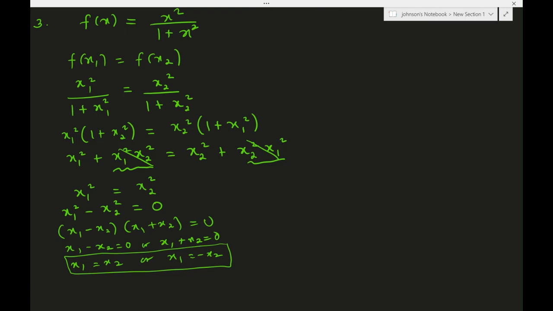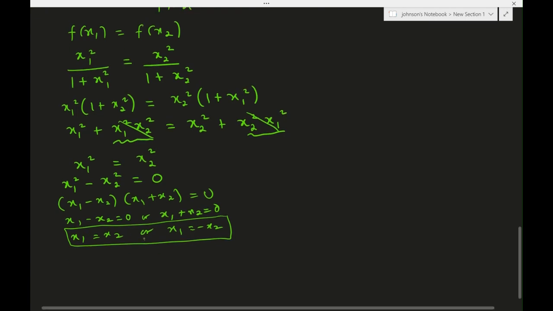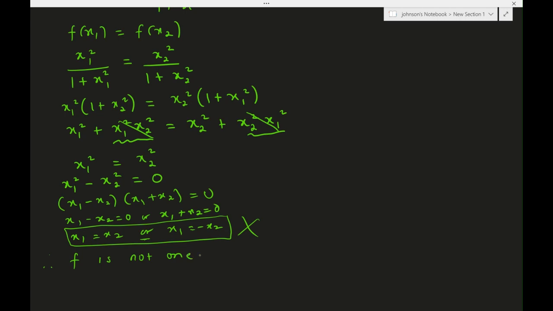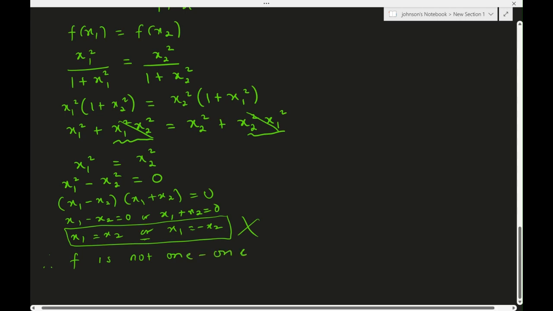Now, this is what we have. But our goal is to get just x1 to be equal to x2. In this case, we have additional results because x1 could be the same thing as minus x2. So this will fail. So it means, hence, f is not one to one, simply because we have this additional result here.